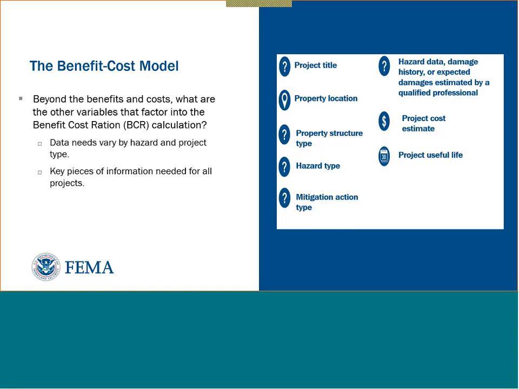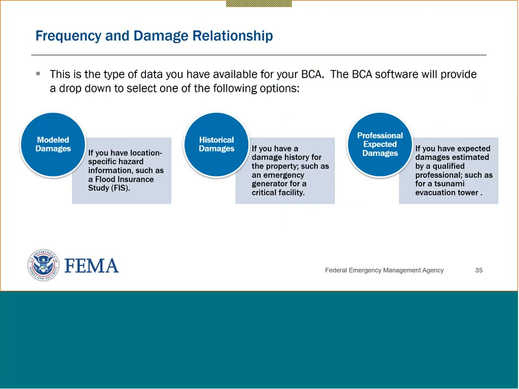But other information that's going to be entered is going to be dependent upon the type of hazard addressed, which you're going to enter, and then the project proposed. So these sorts of things include frequency and damage relationship, hazard data, your project useful life, or PUL, and the recurrence interval, how often we anticipate this happening. Next slide, please. One of the first things you'll be asked to choose is how you'll enter the data related to the damages from the hazard that you're addressing and how often they occur. And you've got three choices.